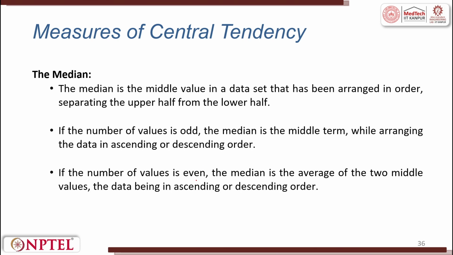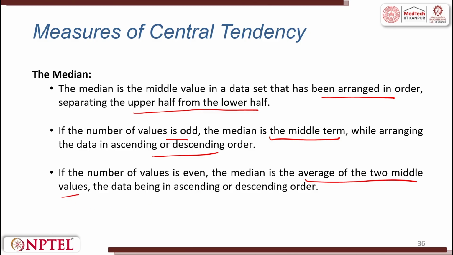Next comes median. Median is the middle value in a data set that has been arranged in order, separating the upper half from the lower half. If the number of values is odd, the median is the middle term, while arranging the data in ascending or descending order. If the number of values is even, the median is the average of the 2 middle values, the data being in ascending or descending order.